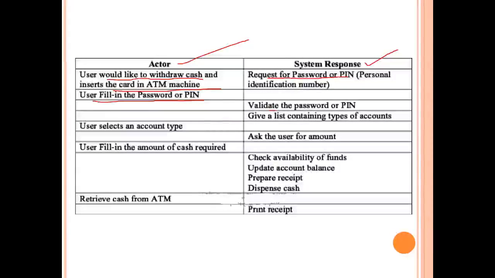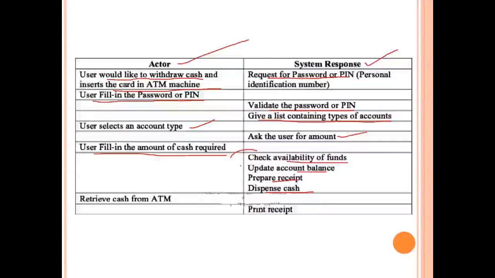Then the system is going to verify whether the password is correct or not. If it is valid, then it is going to display a list of accounts, containing types of accounts. Then based on that, the user is going to select the account type. Then what is the next step of the system? Ask the user for the amount. Then the next step for the user is to fill in the amount of cash required. Then the next step of the system is to check availability of funds and account balance, prepare the receipt, and dispense cash.